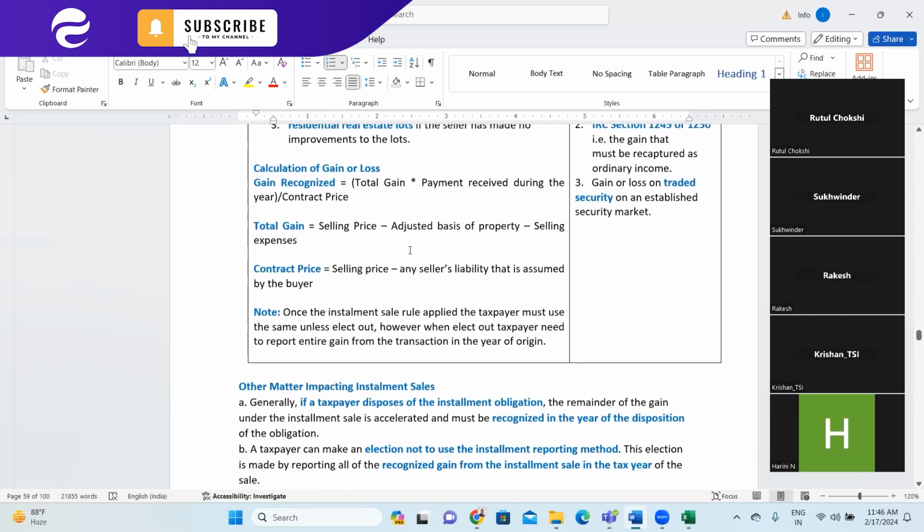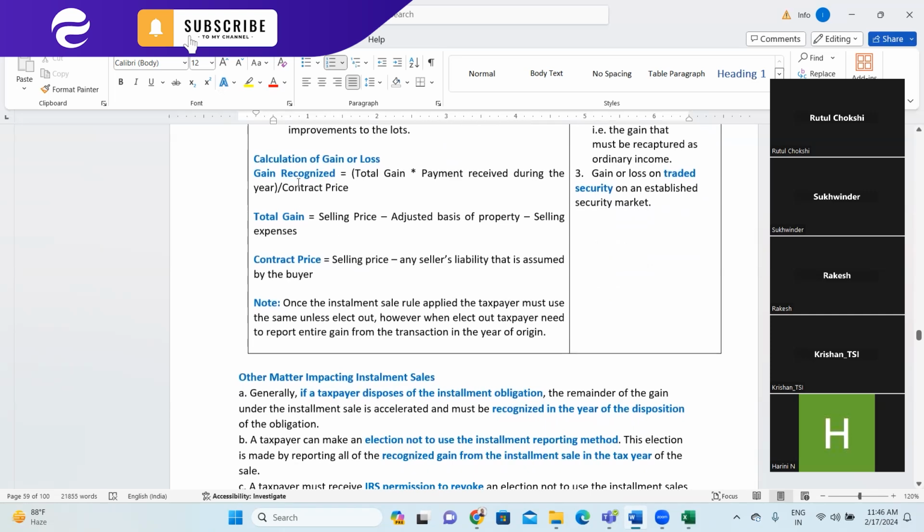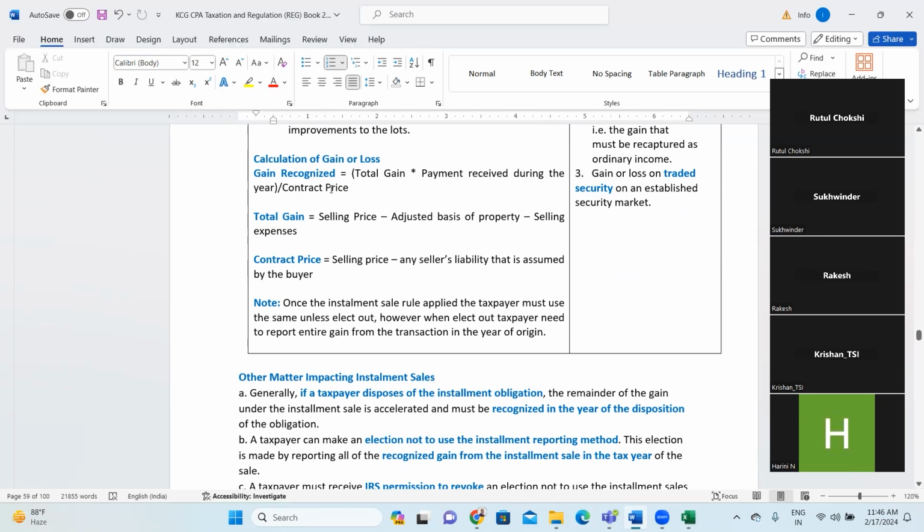If you see the calculation here of gain and loss, gain recognized is equal to total gain multiplied by the payment received during the year divided by contract price. So in our example, total gain was $1,200, right? And the payment received during the year was 1,200 divided by contract price 3,600, right? Hope you remember the formula or the example. Accordingly, we reach the gain of $400 that needs to be recognized.